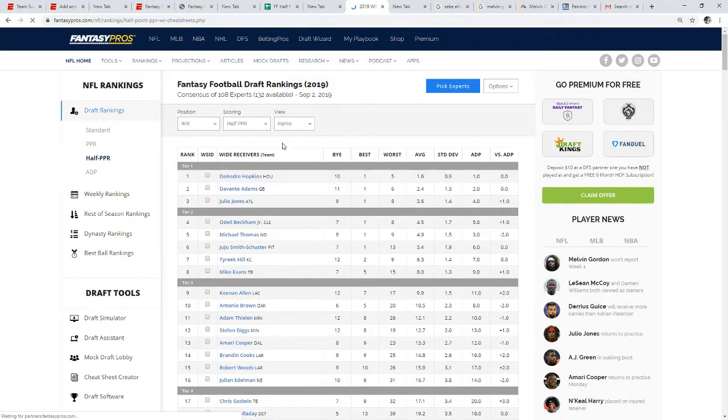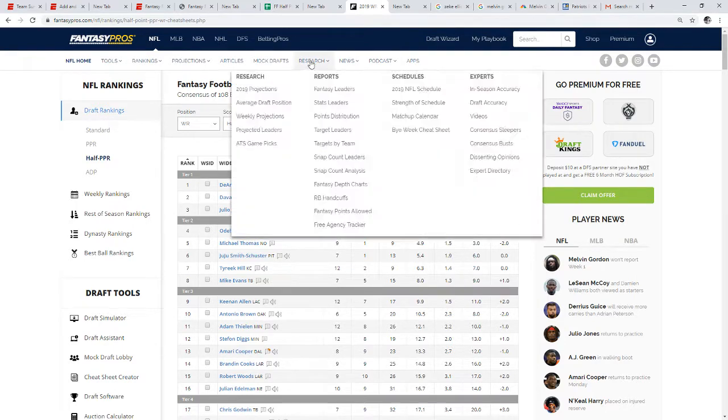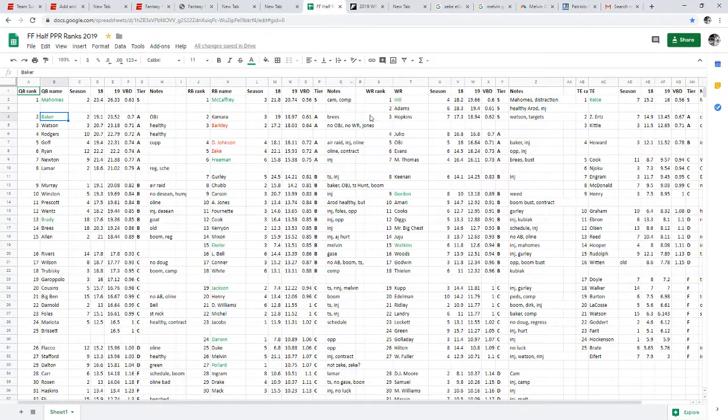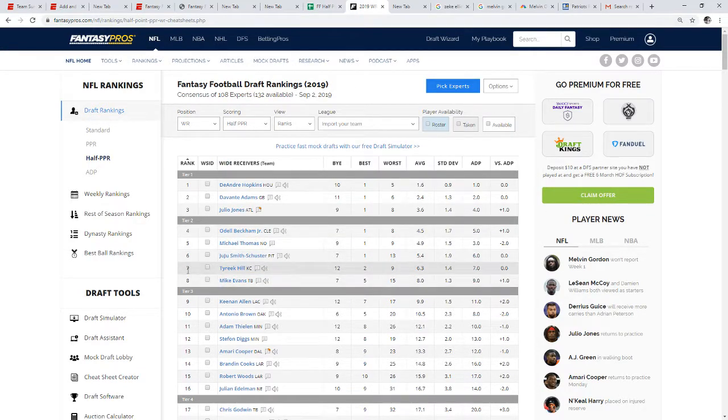So just to give you an example of how using these rankings can be helpful, if you look at my personal rankings, for example, and look at, say, Tyreek Hill, I have him ranked as the number 1 wide receiver. And looking at Tyreek Hill here, he's the number 7 wide receiver, and the range is between 2 to 9, which means my ranking is higher than even the most optimistic experts, which means there's a pretty good chance you'll actually land that player in a draft you're doing.